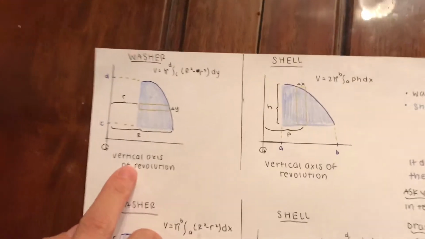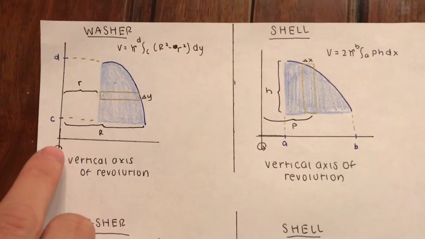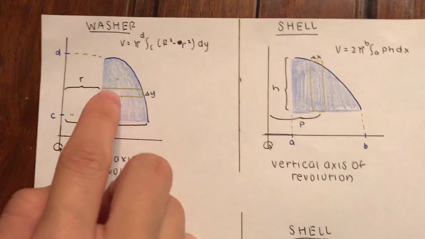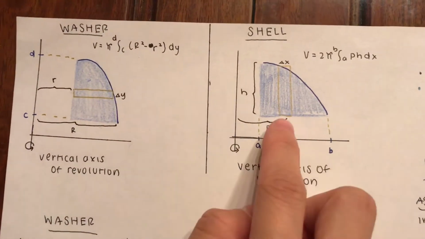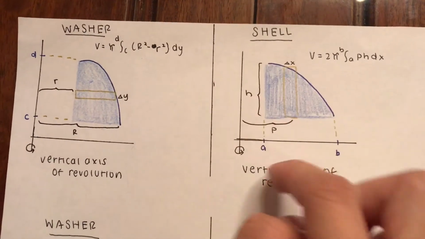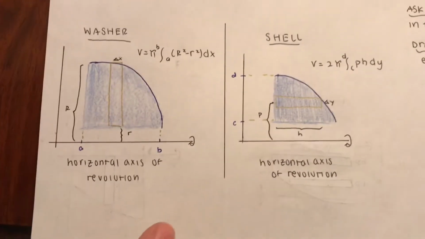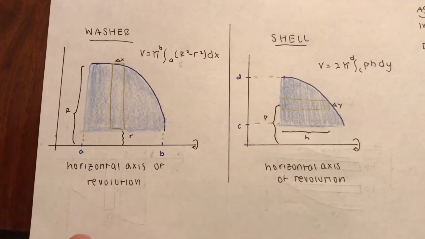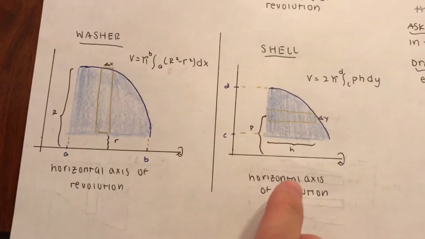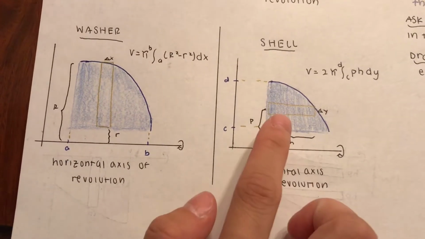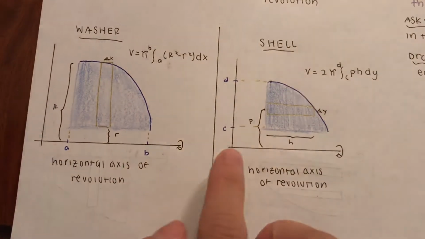And as we can see here, for vertical axis of revolutions, which also means rotating around the y-axis, for the washer method, the rectangle is perpendicular. And for the shell method, the rectangle is drawn parallel to the y-axis. Similarly, for horizontal axis of revolutions, the washer method is drawn perpendicular to the x-axis, and for the shell method, the rectangle is drawn parallel to the x-axis.